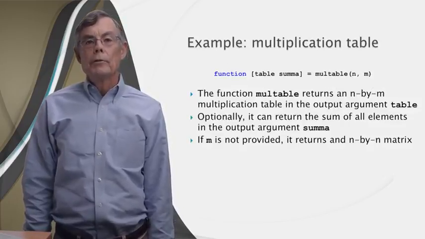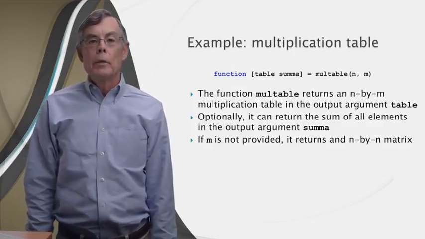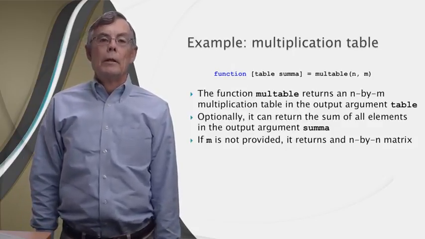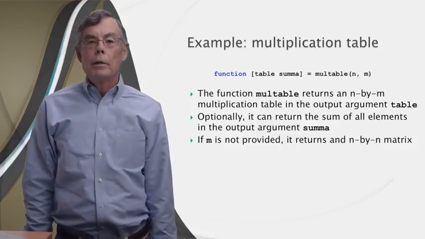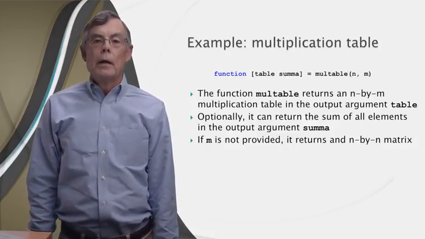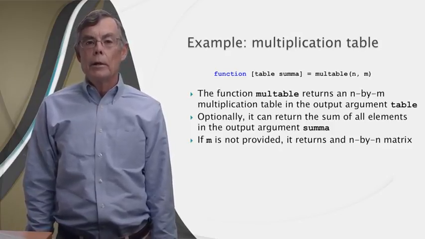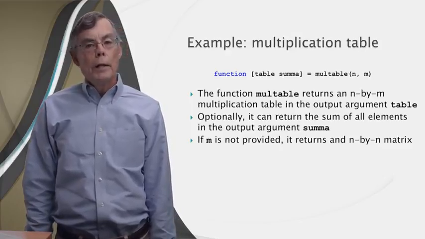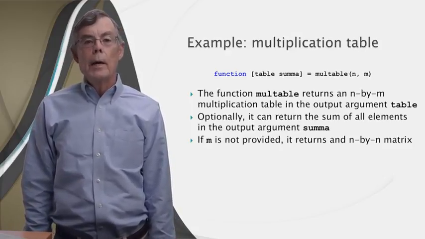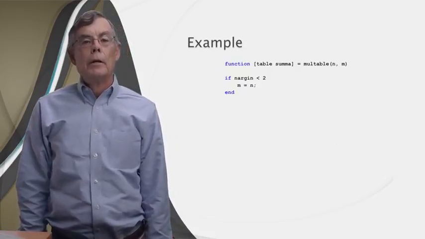Here's the function declaration of a function called multtable with 2 output arguments and 2 input arguments. It returns an n by m multiplication table in the output argument called table. Optionally, it can also return the sum of all elements in the output argument in the variable summa. If it's called with only 1 input argument, it returns an n by n matrix. So let's see the code.